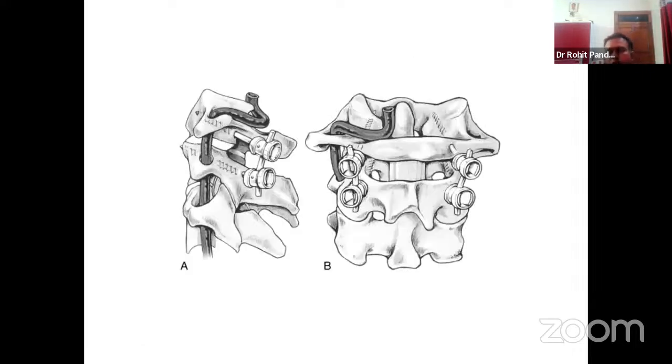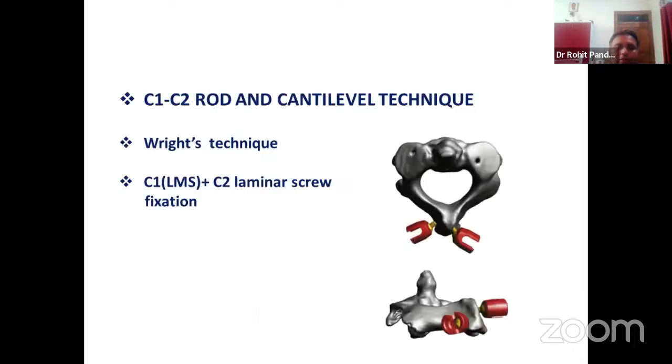This is how the construct looks in the case of C1 and C2 fixation by the Harms technique. Another technique, which is biomechanically considered equivalent to pars screws, involves insertion of polyaxial screws at the spinolaminar junction in a crisscross fashion. This technique can be used when you have thin pedicles.